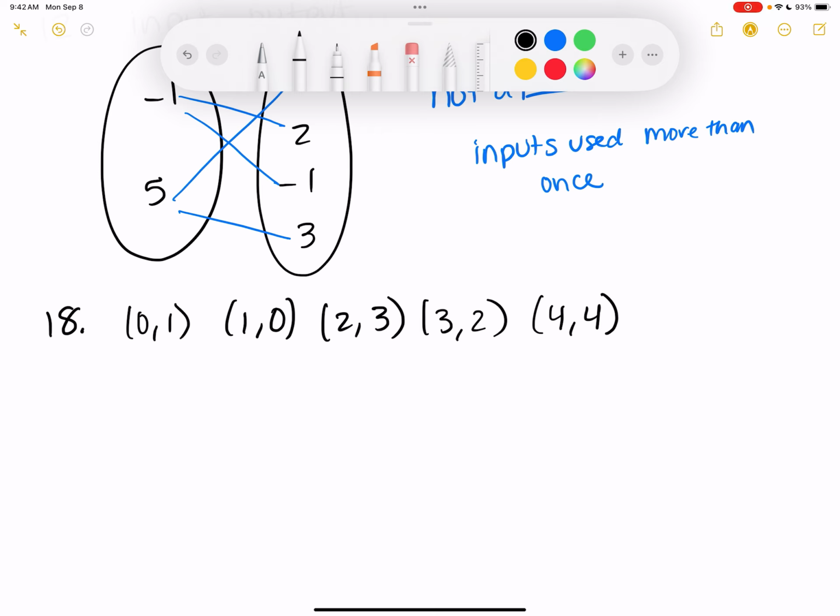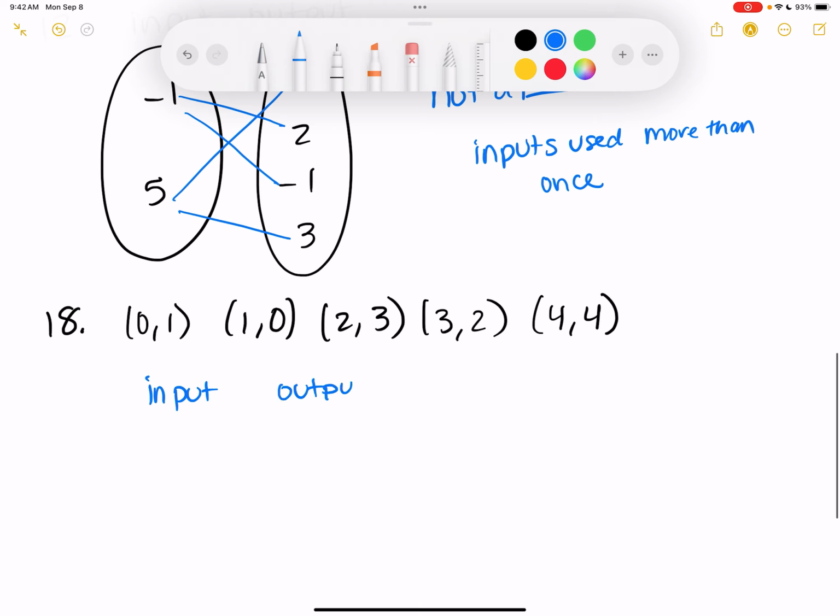Now, you can also do it with domain and range. If there are more range values than there are domain values, that would be another way of showing that it's not a function, because that would be the same thing as your inputs and outputs. But I like the mapping diagram, so that's how I normally do it to show it.